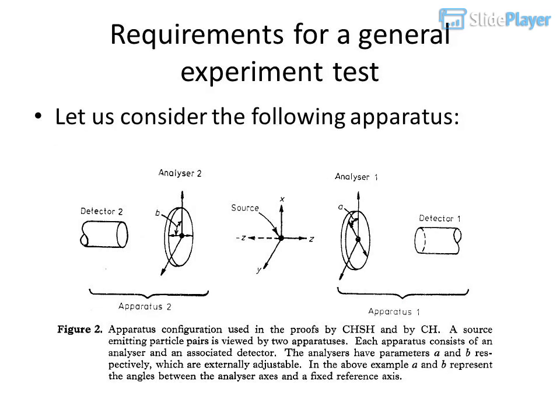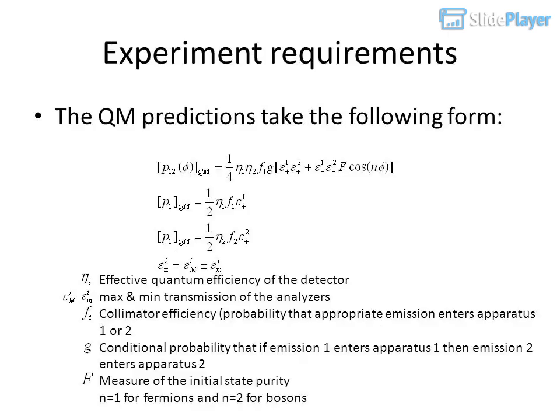Requirements for a general experiment test. Let us consider the following apparatus. Experiment requirements. The QM predictions take the following form. Effective quantum efficiency of the detector. Max and min transmission of the analyzers. Collimator efficiency. Probability that appropriate emission enters apparatus 1 or 2. Conditional probability that if emission 1 enters apparatus 1 then emission 2 enters apparatus 2. Measure of the initial state purity. N equals 1 for fermions and N equals 2 for bosons.